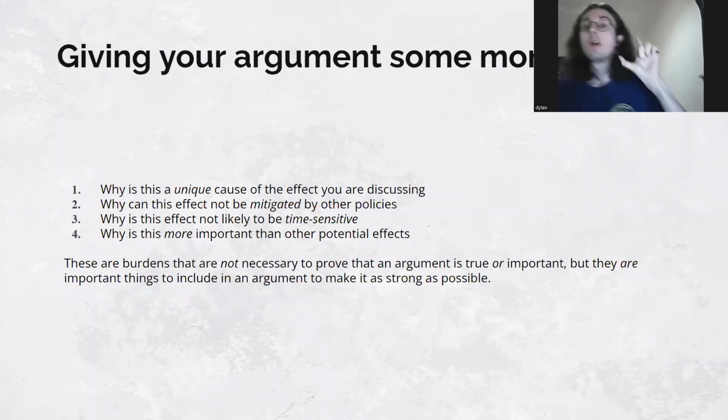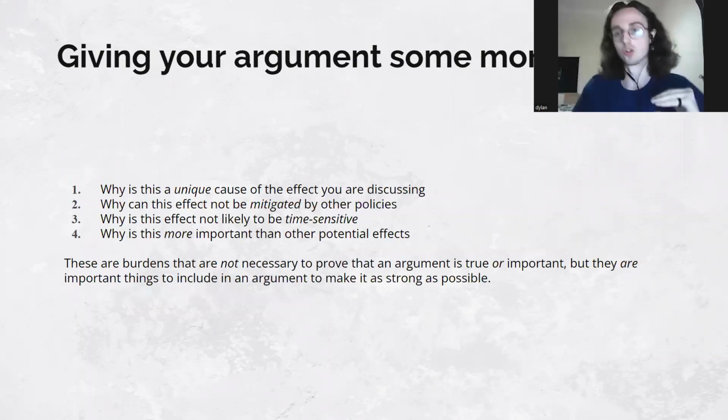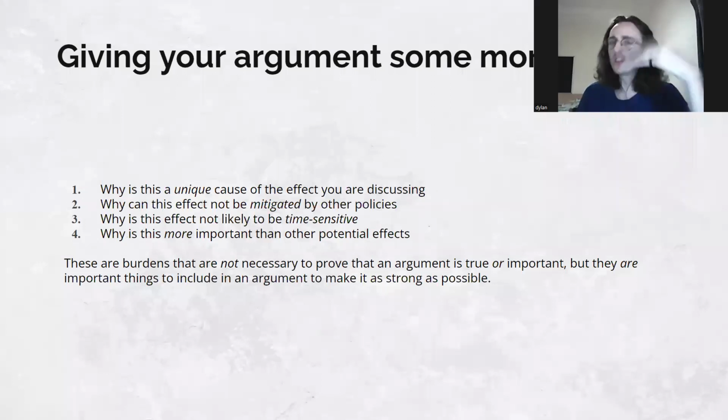So with that in mind, if you have that kind of general structure, so why is your argument true? There are other things that you should add to make your argument a little bit more persuasive. Firstly, these are the kind of things you can have written down on a sheet of paper before the round starts. You have a little post-it note on your desk to remind yourself, or you can just try to be thinking about it in a debate. Firstly, why is this a unique cause of the effect you're discussing? Like, why is it that this policy causes inflation in a way that's maybe more severe, more pernicious?